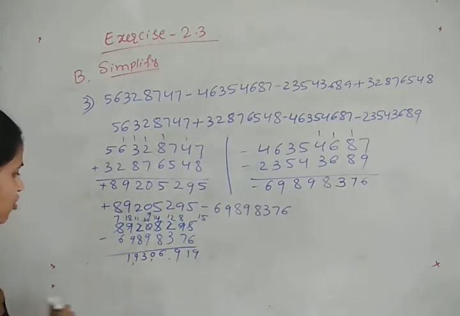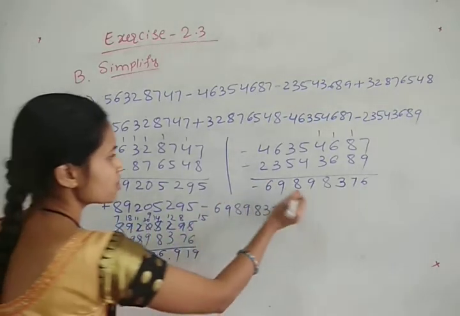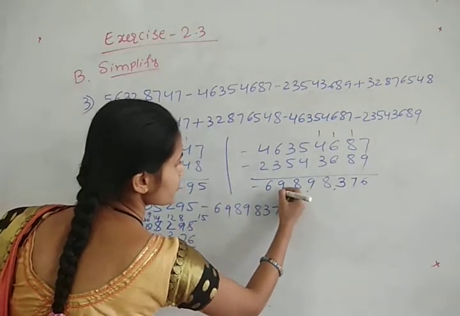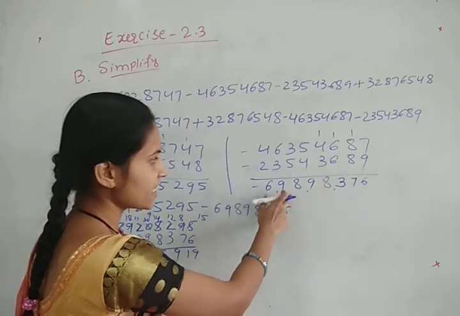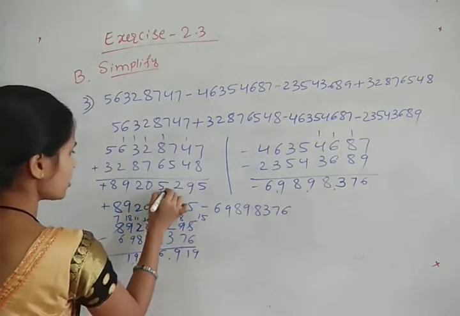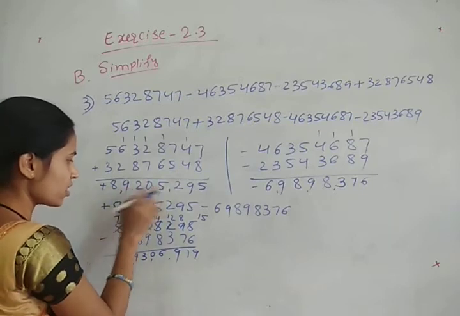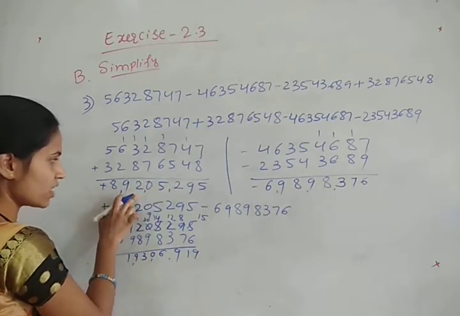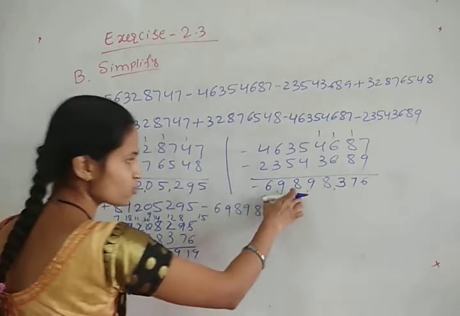Okay, so as we are subtracting the small number, so this is, what it is? It is 6 crore 98 lakhs 98,376, but whereas this one is 8 crore 92 lakh 5,295. So this number is bigger and this one is smaller.